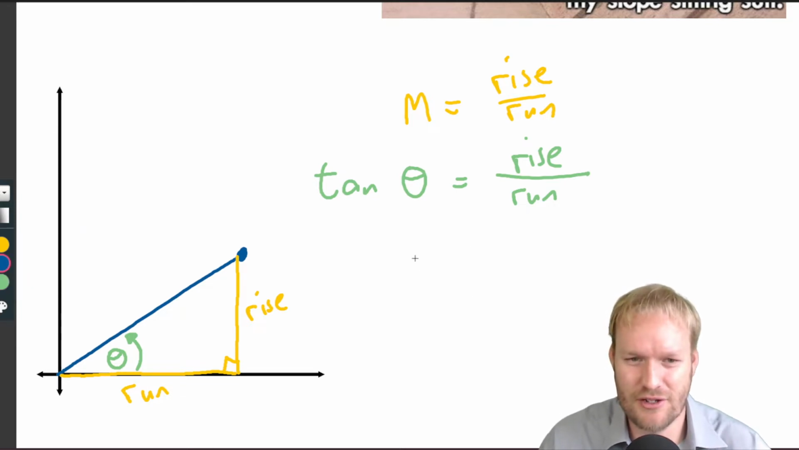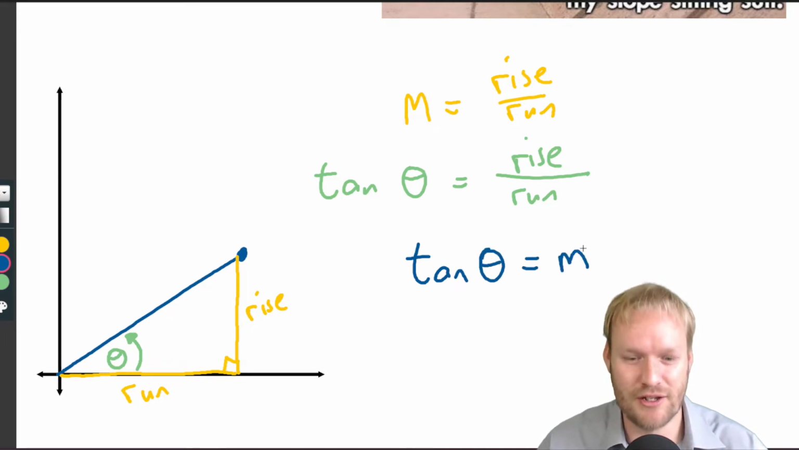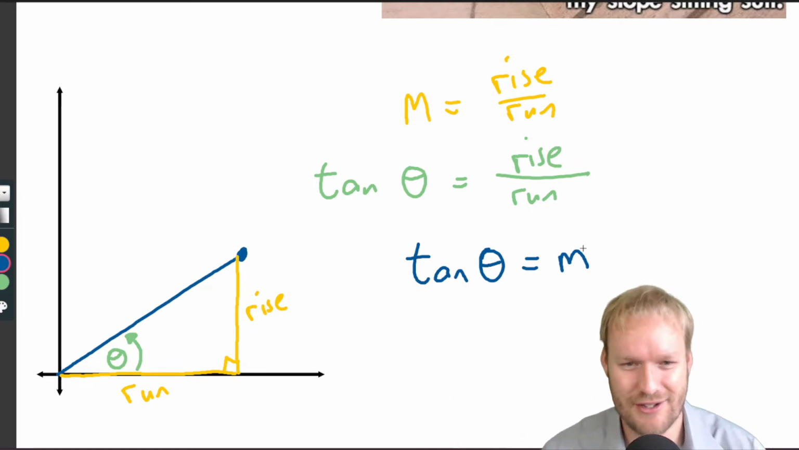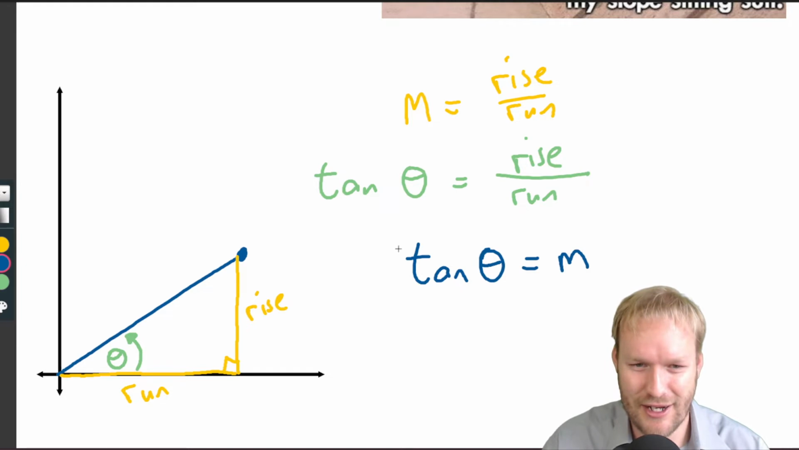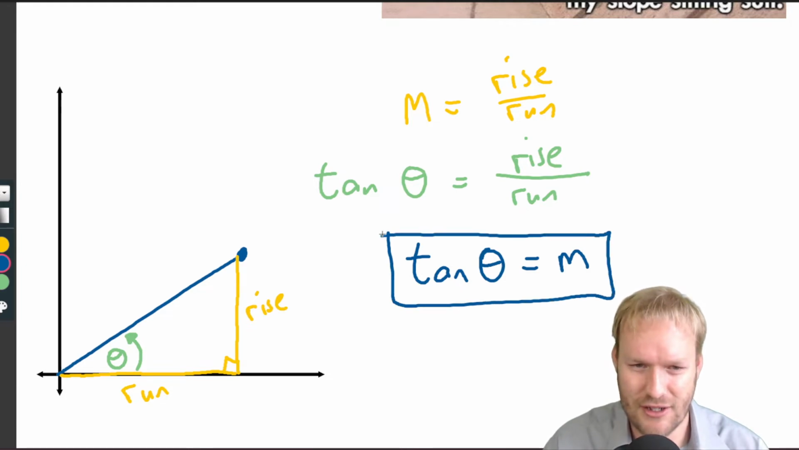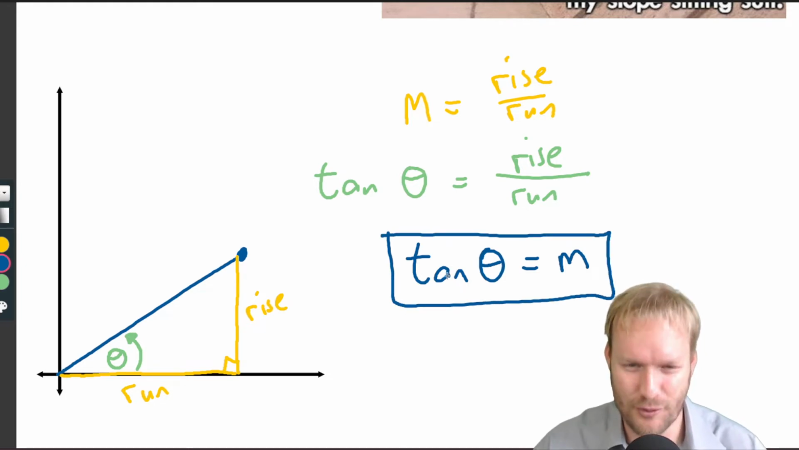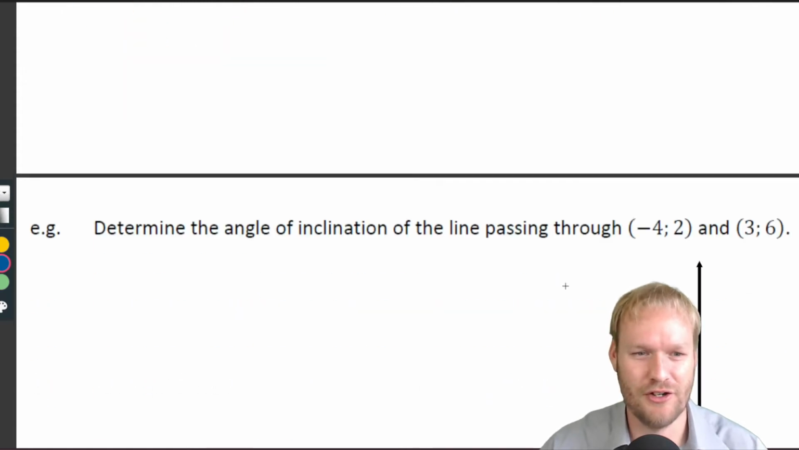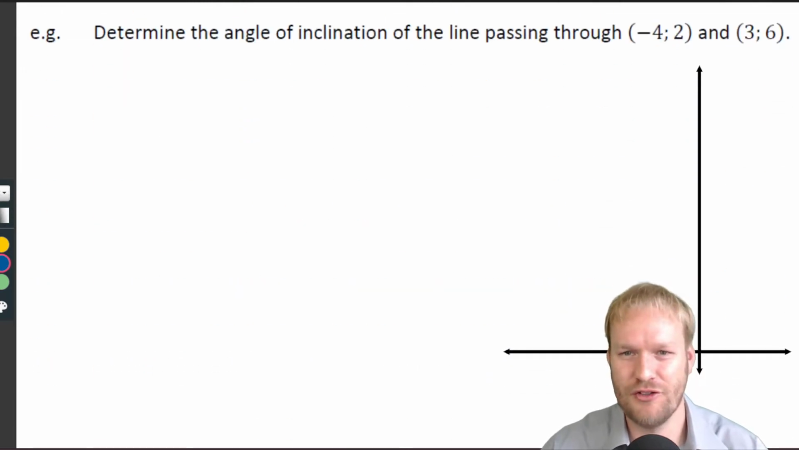So that's what we're going to use. We're going to say that tan theta, tan of the angle of inclination, is always equal to the gradient. And we'll see in our examples how this works when it's a negative gradient. Okay, so that's our concept, and our one take home is that we're just going to remember that little formula. So, determine the angle of inclination of the line passing through (-4, 2) and (3, 6).